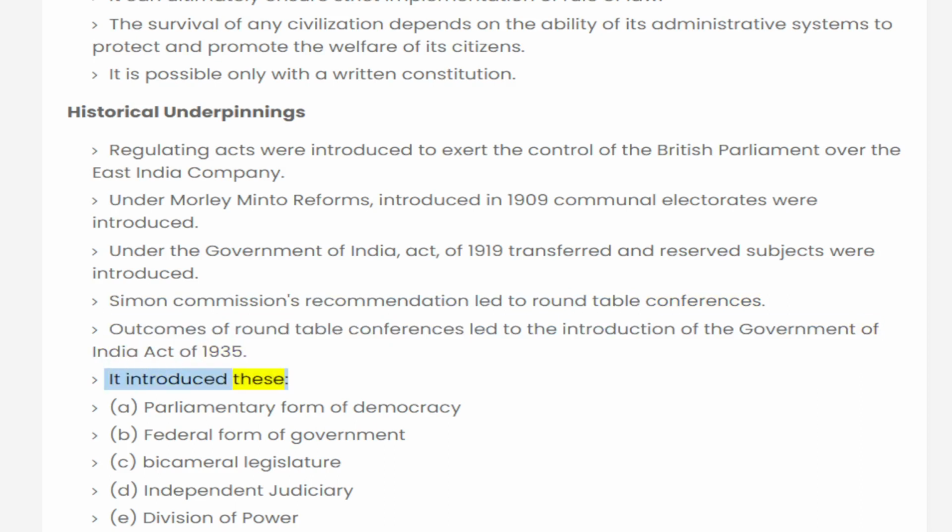It introduced these: A. Parliamentary form of democracy. B. Federal form of government. C. Bicameral legislature. D. Independent judiciary. E. Division of power.